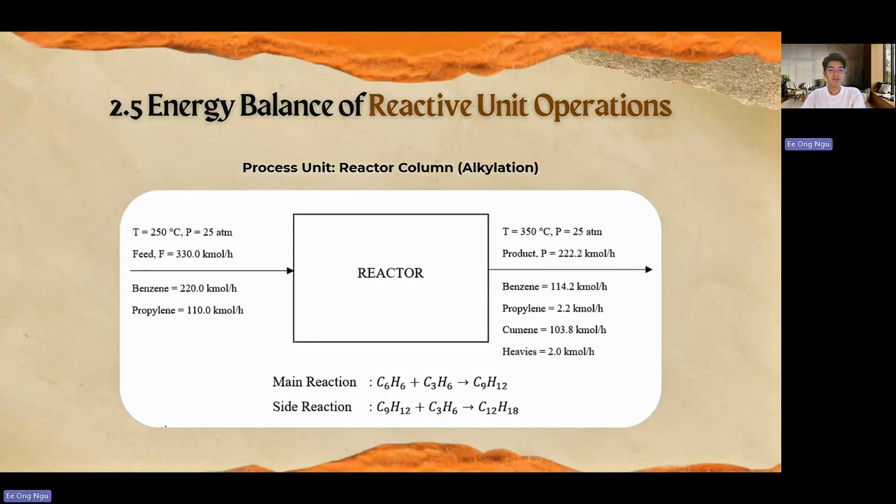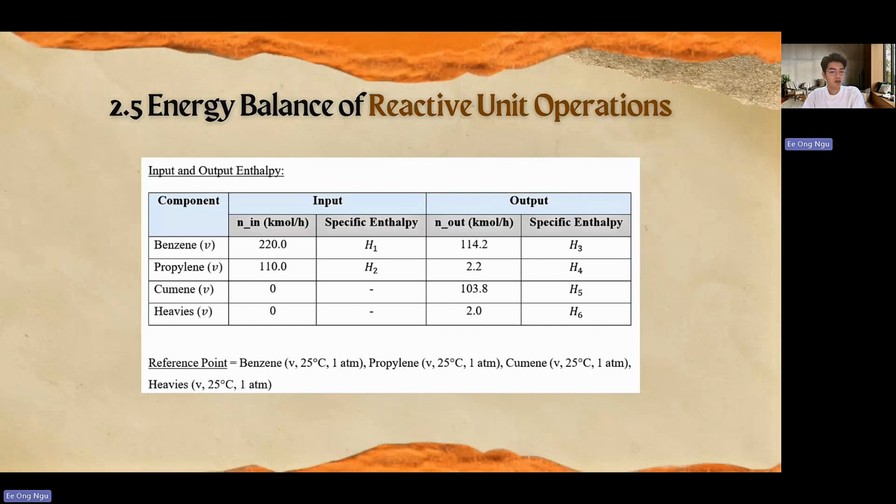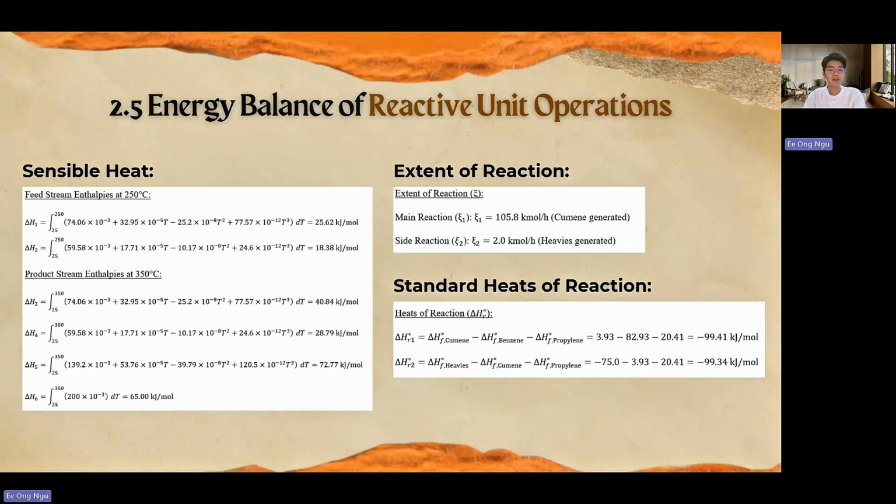Moving on to section 2.5, the alkylation reactor. This is a reactive system where chemical bonds break and form in vapor phase. Our fluid enters at 250 degrees Celsius and exits at 350 degrees Celsius, maintained at 25 atm. Using the same steady state assumption, we set up our input and output enthalpy table as shown below. First, we calculated the sensible heat by integrating specific vapor phase heat capacity from our 25-degree reference point, filling our table out. Next, we calculated the chemical heat.